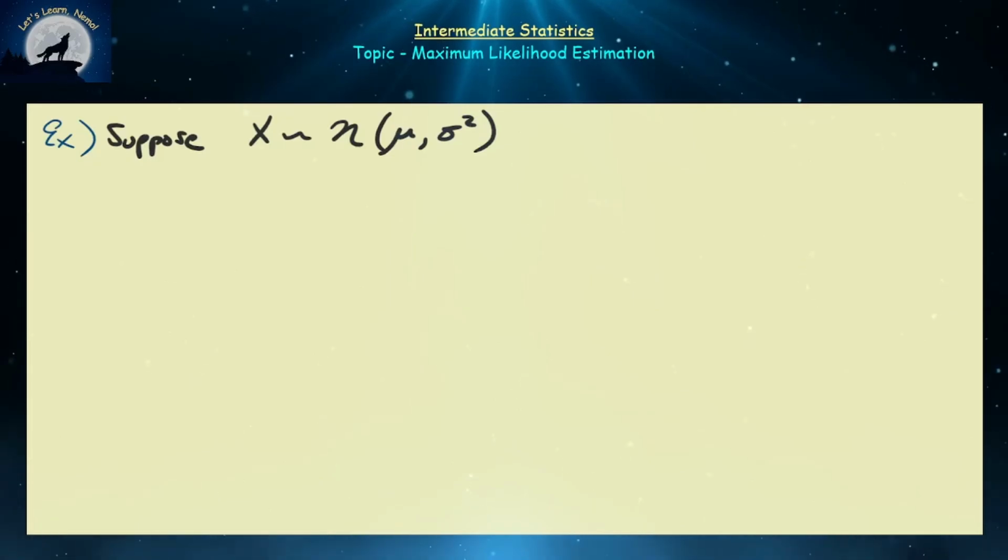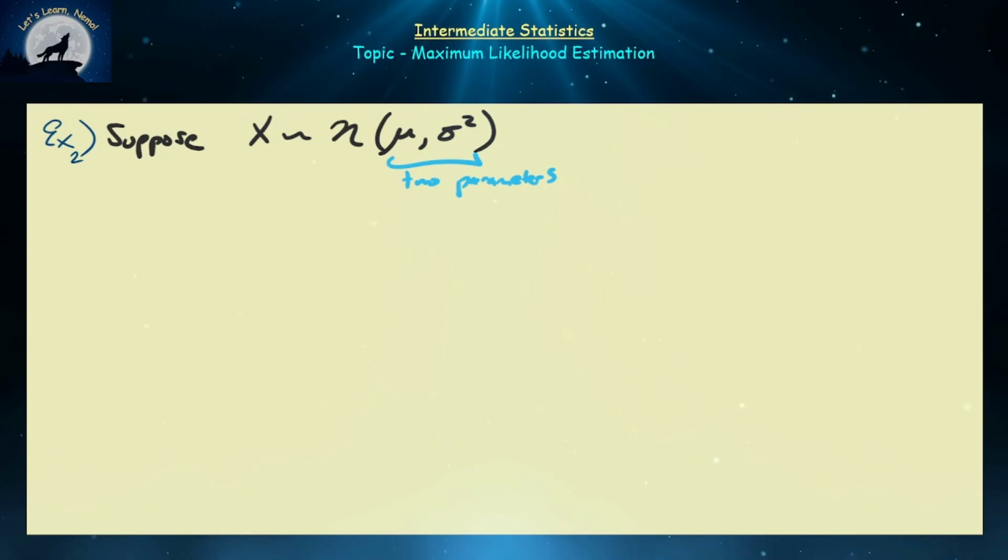Now let's consider our second example, and this is a very important one as well, but it also demonstrates another very useful thing for maximum likelihood estimation theory. Suppose that x is a normal random variable with mean mu and variance sigma squared. How many parameters do you see now? You should see 2 parameters. So is it possible that we can actually estimate both of these parameters simultaneously?